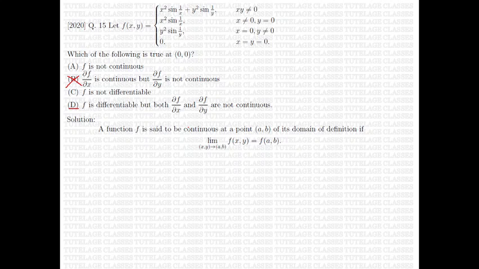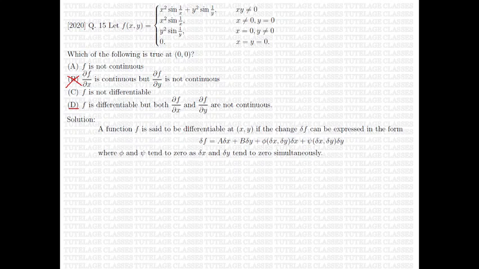Here is how we check the continuity of a function at a given point. This is the definition of continuity of a function at a point. A function f is said to be differentiable at a point x, y if the change delta f can be expressed in this form, where a and b are constants and phi and psi are functions of delta x and delta y, and they should tend to 0 as delta x and delta y tend to 0 simultaneously.